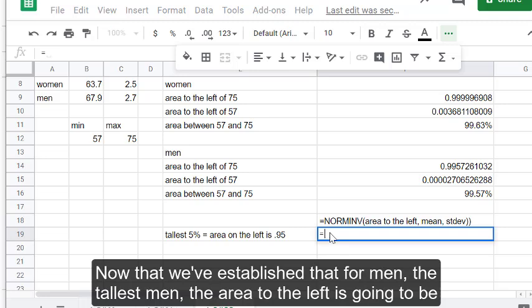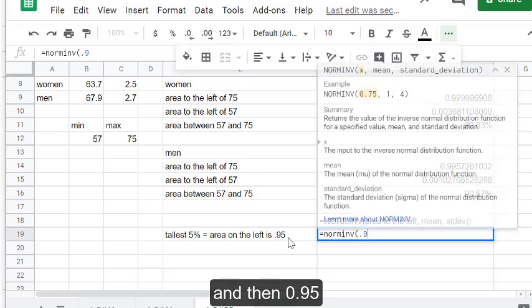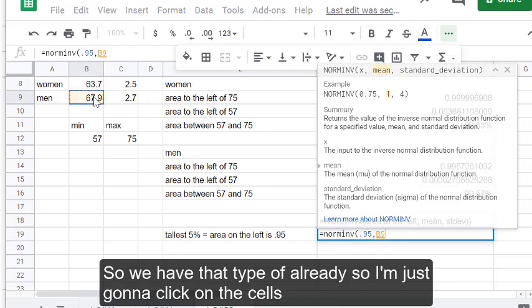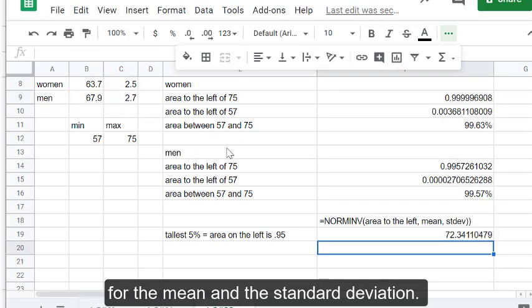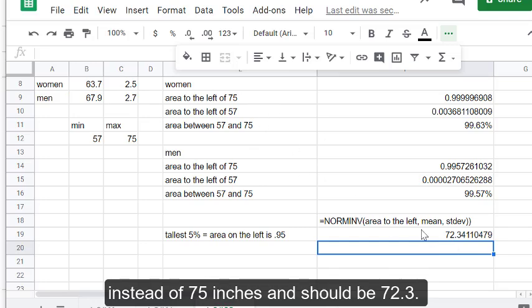Now that we've established that for men, the tallest men, the area to the left is going to be 0.95, we're going to go ahead and do the NORM.INV and then 0.95. We need to input the mean for the men and the standard deviation for the men. So we have that typed up already, so I'm just going to click on the cells for the mean and the standard deviation. And it looks like instead of 75 inches, it should be 72.3.